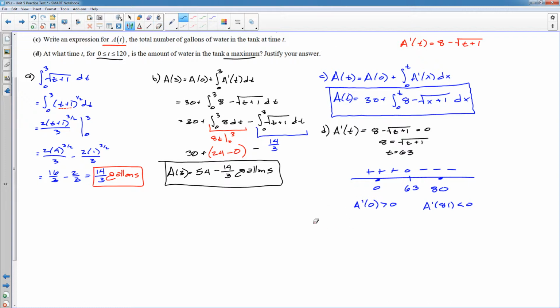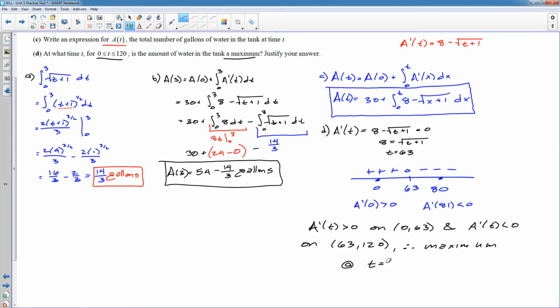So I'm simply going to say my derivative, A prime, is greater than 0 on the interval 0 to 63, and A prime of t is less than 0 on the interval 63 to 120, and because of that, I know that there is a maximum at t equals 63. Again, nothing wrong with that original setup. It just ended up being butt ugly, so we're not going to worry about it.